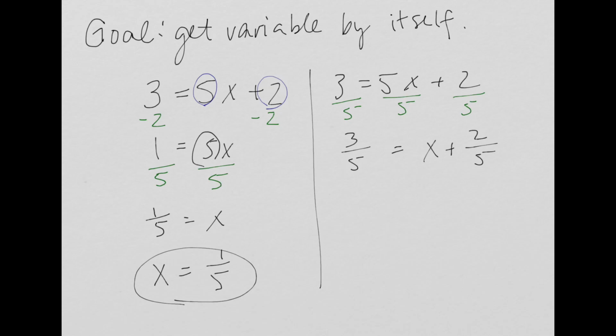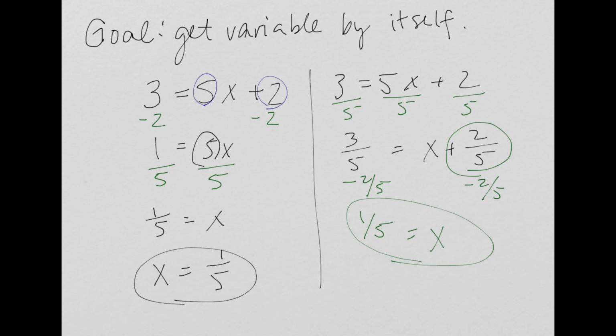Now come back to the right hand side. Over here, why is x not by itself? Well, it's not by itself because this 2/5 is being added. So what we're going to do, we're going to subtract 2/5 from both sides, and I get x, and over here 3/5 minus 2/5, that's 1/5. So again, I get the same answer.